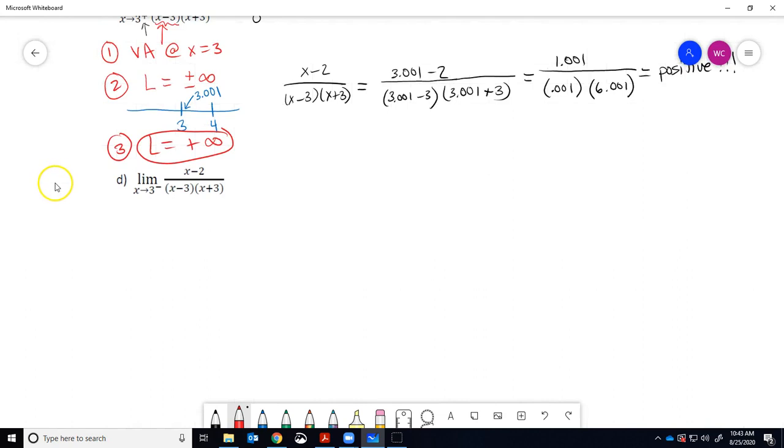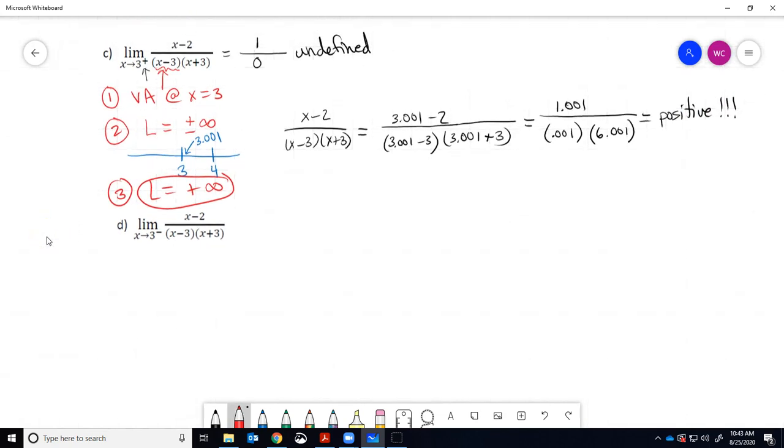This is our last one here. Same steps. Try and plug it in. So if we plug in 3, we end up with 3 minus 2 is 1. 3 minus 3, there's our 0. The denominator is 0, but not something we can cancel out, so we have a vertical asymptote at 3. Well, that's good because this is the same problem we just did. We better still have a vertical asymptote. All right, so number 2, what is the limit?